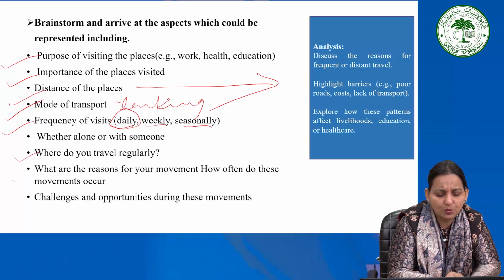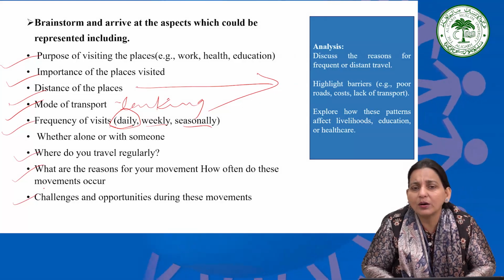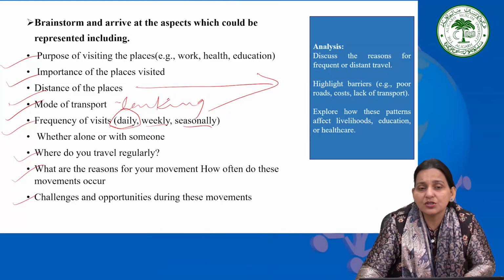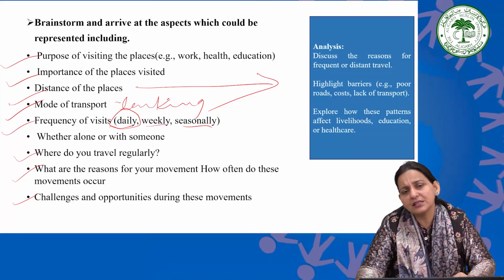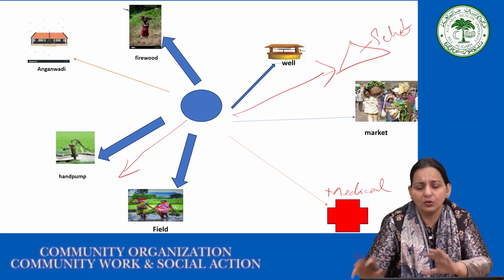So, whether alone or with someone, where do you travel regularly, what are the reasons for your movement, how often do these movements occur, what are the challenges and opportunities during these movements? What kind of issues arise in reaching there? These are some questions you have to put in front of the community members. Whatever answers they give, you have to develop the whole map.